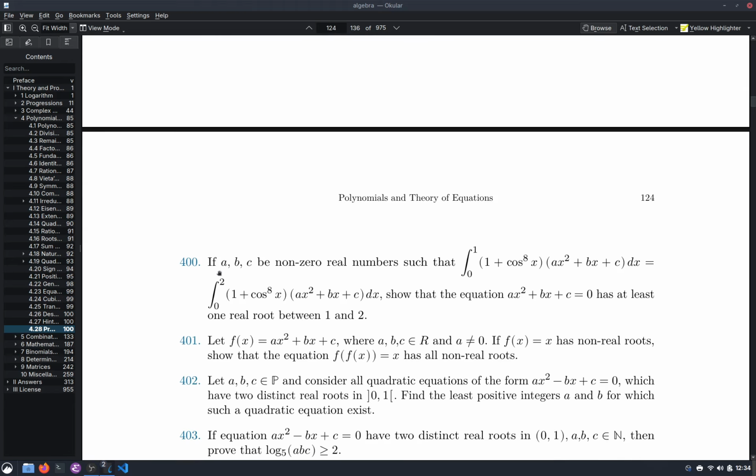Question 400 says that if a, b, c be non-zero real numbers such that the integration from limits 0 to 1 of (1 plus cos to the power 8x) into (x square plus bx plus c) into dx is equal to the integration from limits 0 to 2 of (1 plus cos to the power 8x) into (x square plus bx plus c) into dx, then the equation x square plus bx plus c is equal to 0 has at least one real root between 1 and 2.